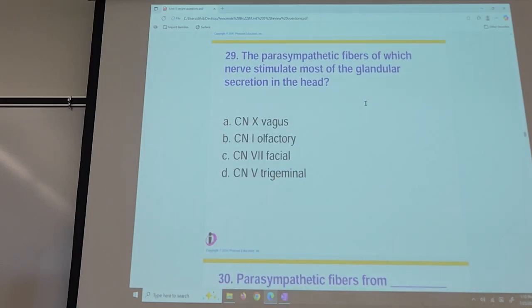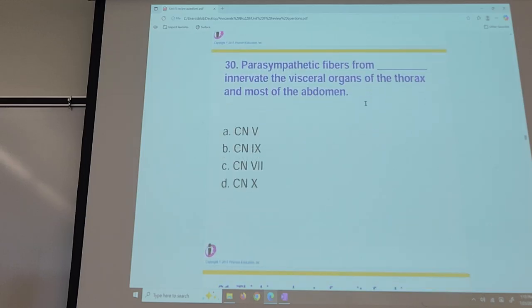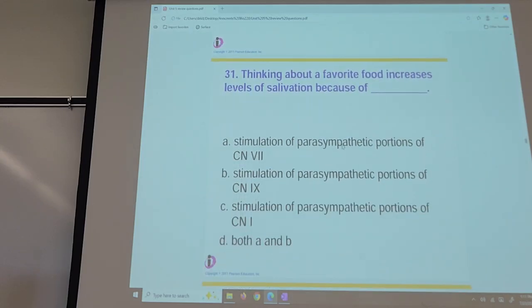Question 29: the parasympathetic fibers of which nerve stimulate most of the glandular secretion in the head? C. Good. Make sure you know your cranial nerves and their functions, at least 3, 7, 9, and 10, which is what we're talking about. So parasympathetic fibers from this nerve innervate the visceral organs of the thorax and abdomen. D, CN10, which is what? Vagus. How do you spell vagus? V-A-G-U-S, good. It's not the Las Vegas nerve.